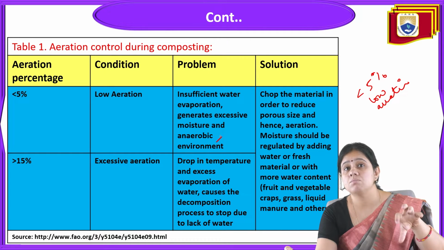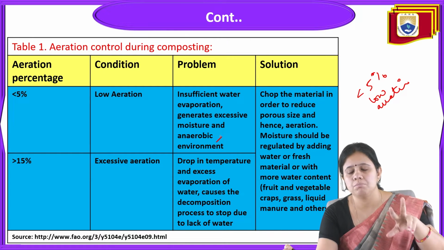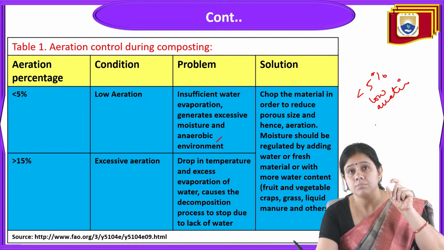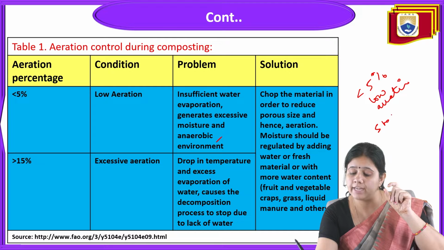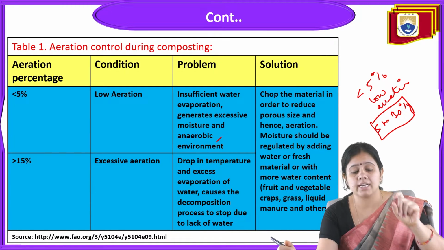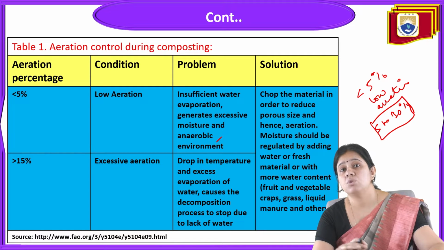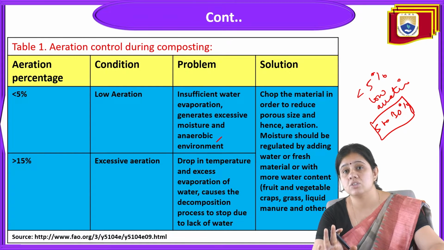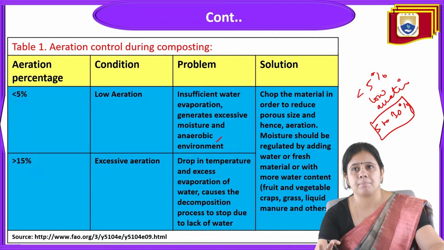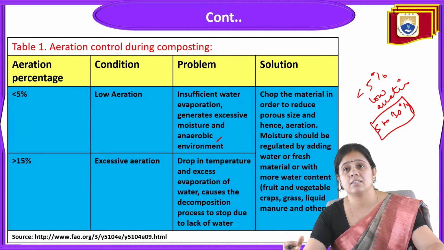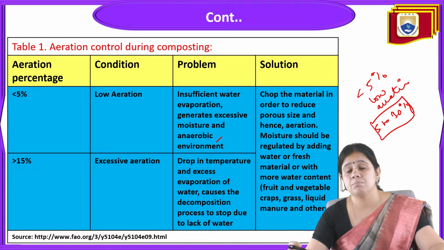The ideal amount of oxygen should be between 5 to 10%. 5 to 10% is the ideal amount of oxygen inside a compost pile. If it is more than 15%, it is called excessive aeration. Excessive aeration causes a drop in temperature and excess evaporation of water, which causes the decomposition process to stop due to lack of water.